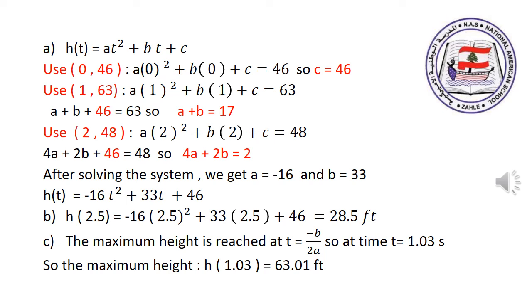To define the maximum height of the ball, we need to find the time reached first, so we need to calculate the time by using the rule -b/2a. So t is 1.03 seconds. We can take it approximately 1 second. So after 1 second, the maximum height is approximately 63 feet.